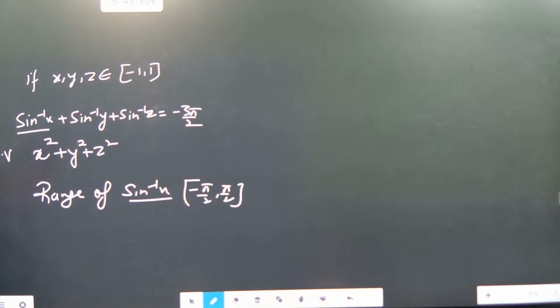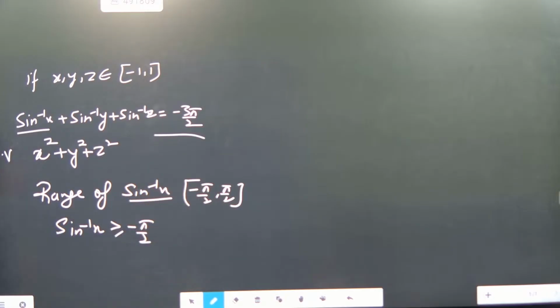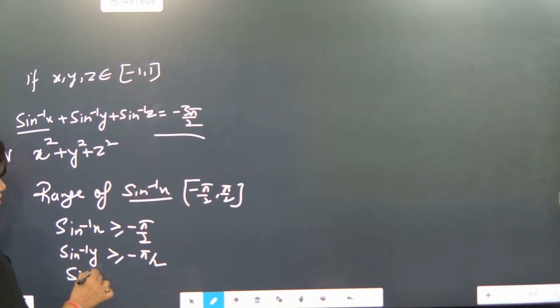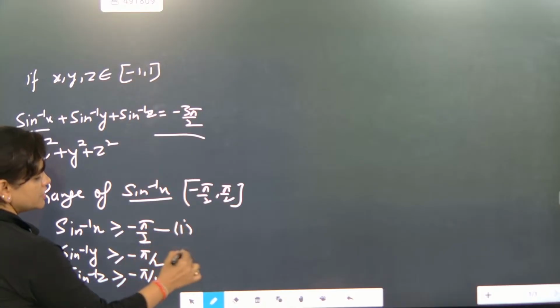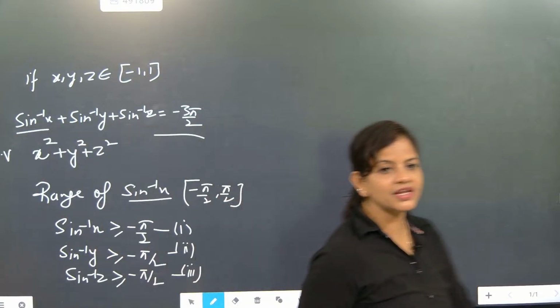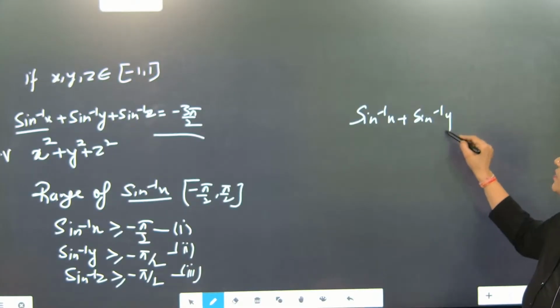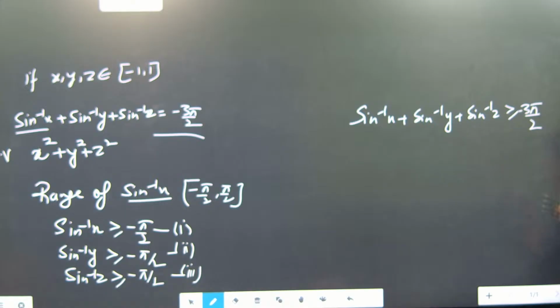Correct? So sine inverse x is greater than or equal to minus pi by 2, because here it is given minus 3 pi by 2. So sine inverse y will also be greater than or equal to minus pi by 2, and sine inverse z will also be greater than or equal to minus pi by 2. If this is 1, this is 2, and this is 3, and we add all of them together, what we are getting is sine inverse x plus sine inverse y plus sine inverse z is greater than or equal to minus 3 pi by 2.